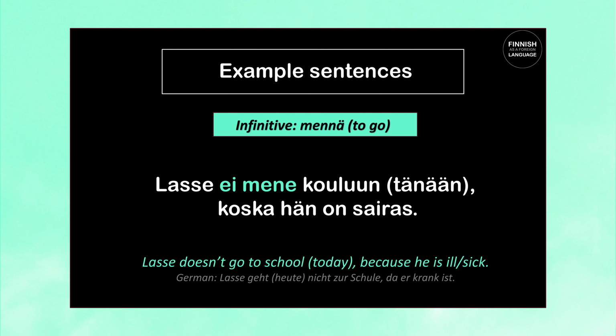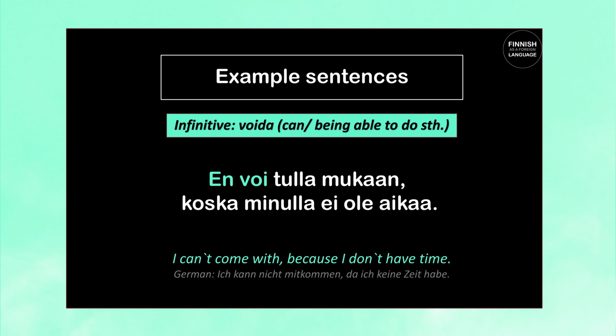One more example before we carry on with our test. En voi tulla mukaan, koska minulla ei ole aikaa. Literally means I can't come with because I don't have time. In proper English, we would rather translate it as I can't join you because I don't have time. So en voi means I cannot. It's the first person singular negative present tense of the verb voida, which means can. Then we have tulla mukaan, which literally means to come with. This term is usually used when we want someone to accompany us or someone to join us in doing something.